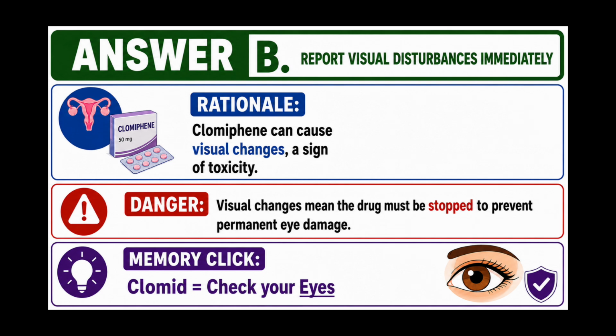Report visual disturbances immediately. Rationale: Clomiphene can cause visual changes, a sign of toxicity. Danger: visual changes mean the drug must be stopped to prevent permanent eye damage. Memory click: Clomid equals check your eyes.